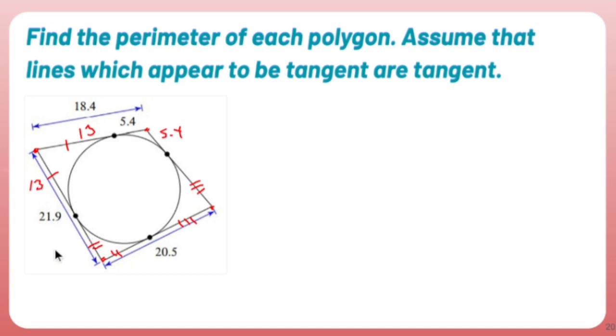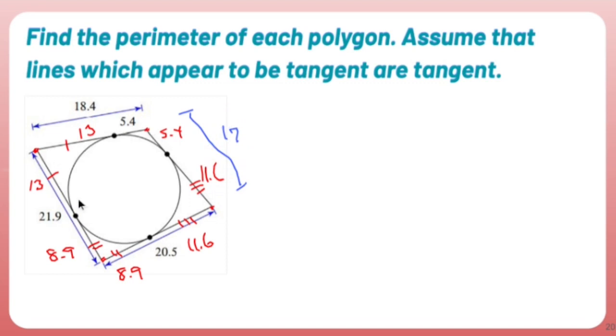21.9 minus 13 is 8.9, which means you're 8.9. So if this whole thing is 20.5 and you're 8.9, then this chunk right here, 20.5 minus 8.9, is going to be 11.6, making you 11.6. Now, the reason why we had to go through that whole rigmarole is to find this whole length, which is 5.4 plus 11.6, which is 17.